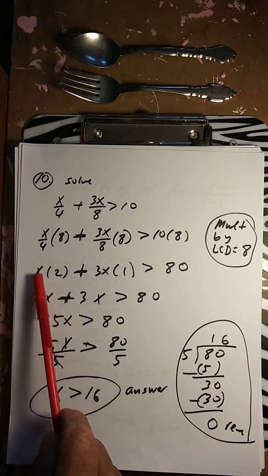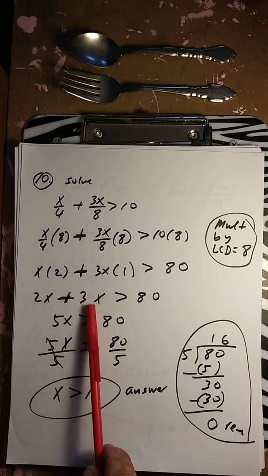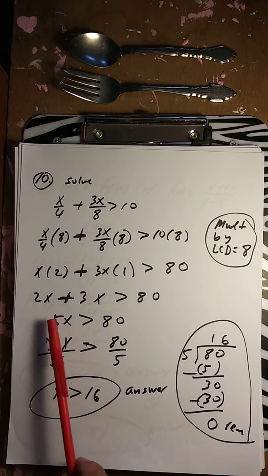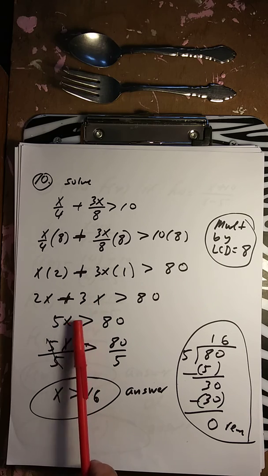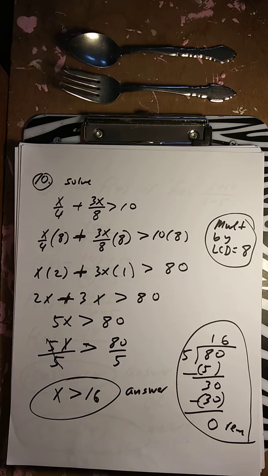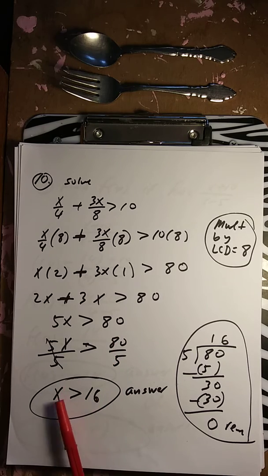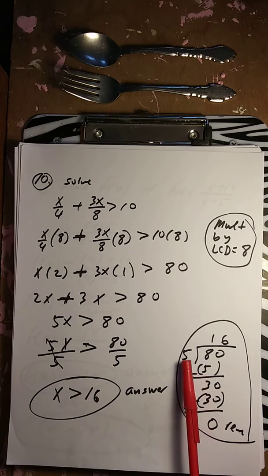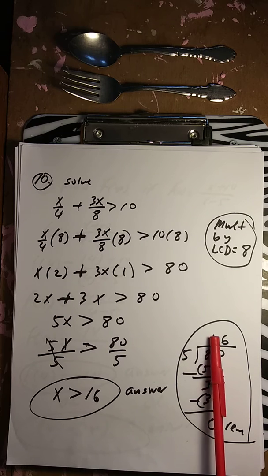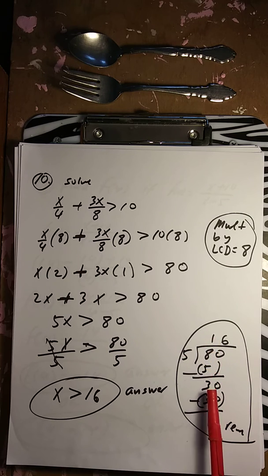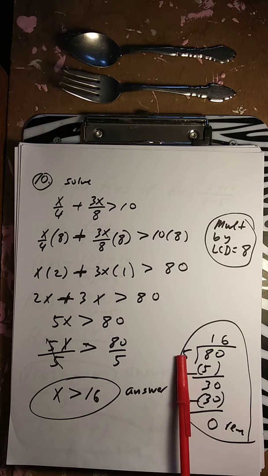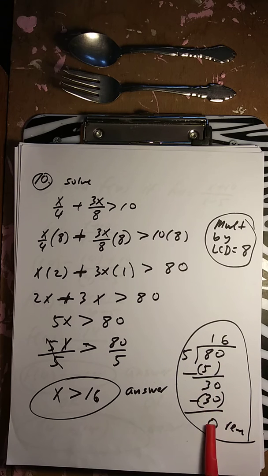So now this is going to be 2x plus 3x is greater than 80. 2x and 3x is 5x is greater than 80. Now divide by 5. Divide by 5. So x is greater than what? 16 right here. 5 divides 80. 5 divides that 1 times 5. 8 minus 5 is 3. Bring the 0 down. 5 times 6 is 30. 30 minus 30, 0 remainder. So that's the answer. X greater than 16.